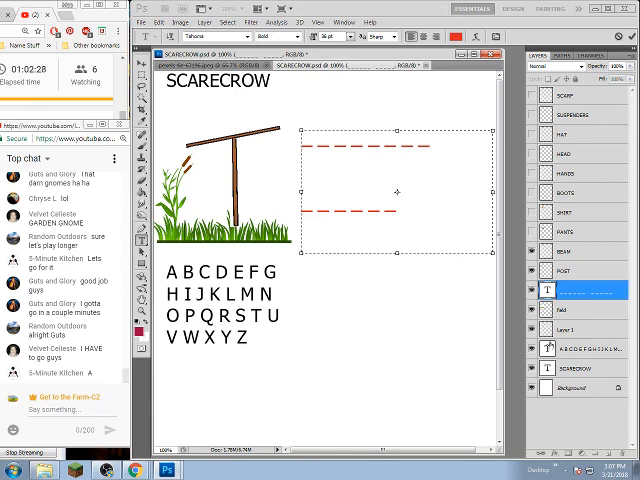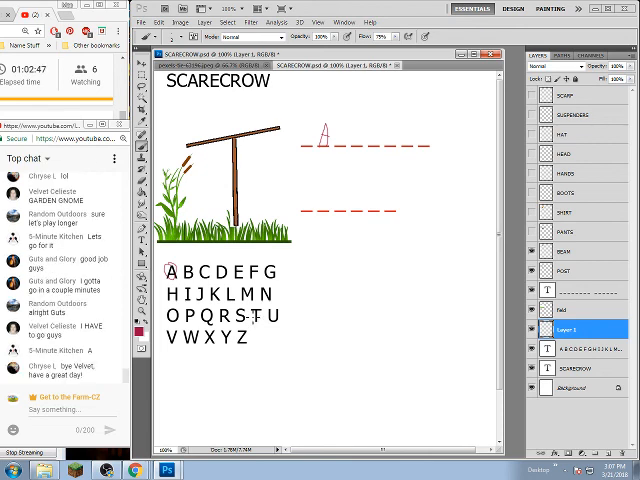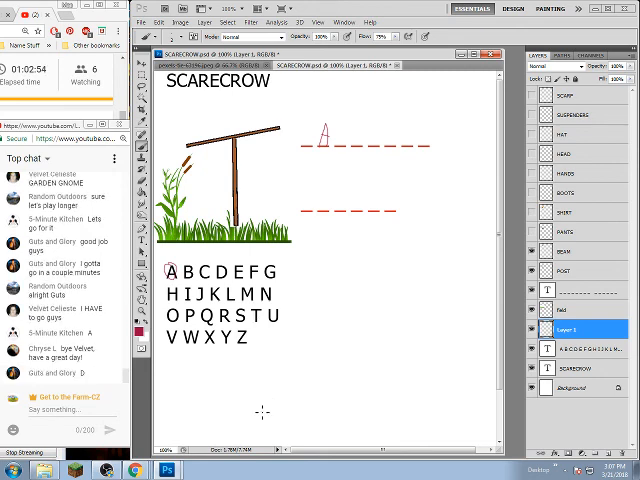5-minute kitchen is making our first guess with the letter A. There is one A. See you, Velvet. Go ahead and... There you go. Guts is guessing with a D. There are no D's.